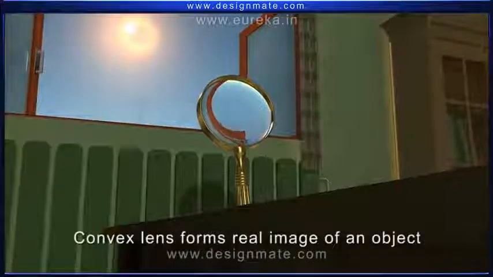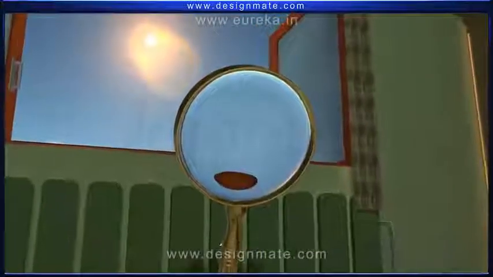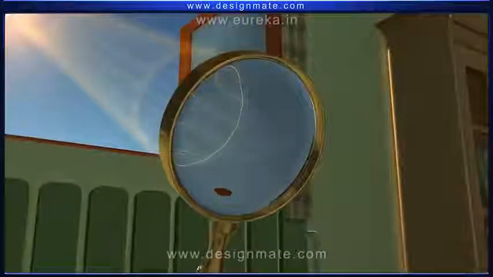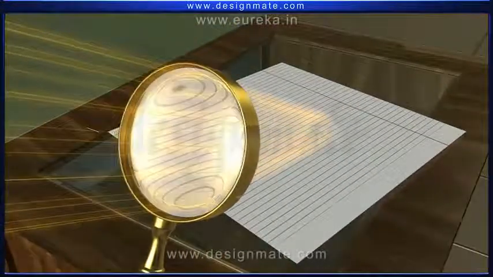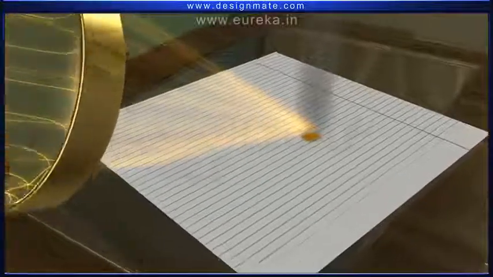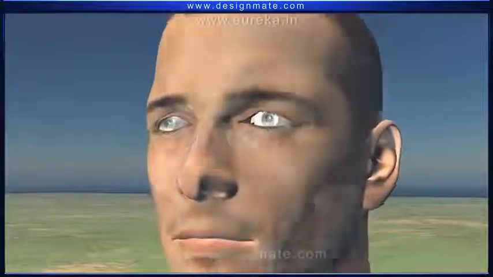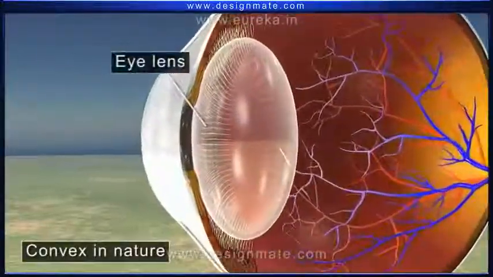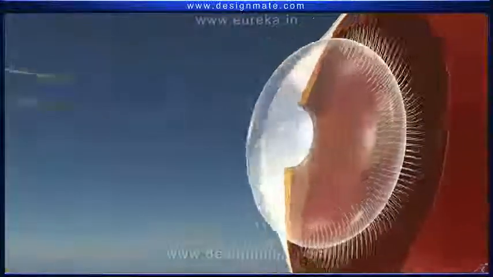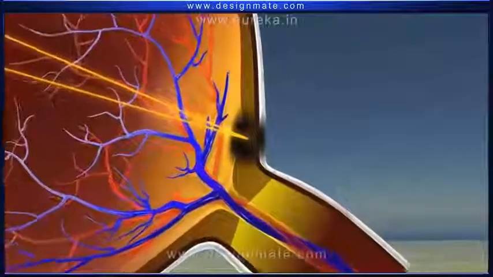The image formed by the convex lens in this case is a real image of an object. The convex lens can focus the light from the sun to a point on the other side of the lens. The concentration of light energy at this point causes the paper to heat up and burn. The lens in a human eye is convex in nature. We should not look at the sun directly, as it can damage our eyes permanently.